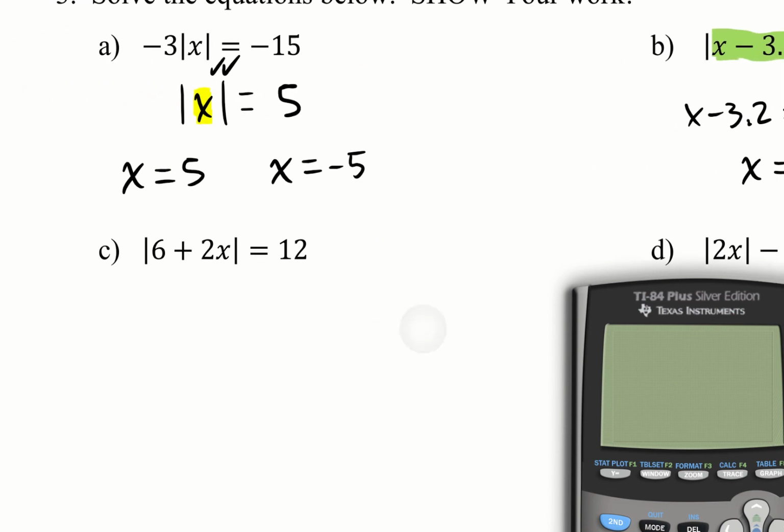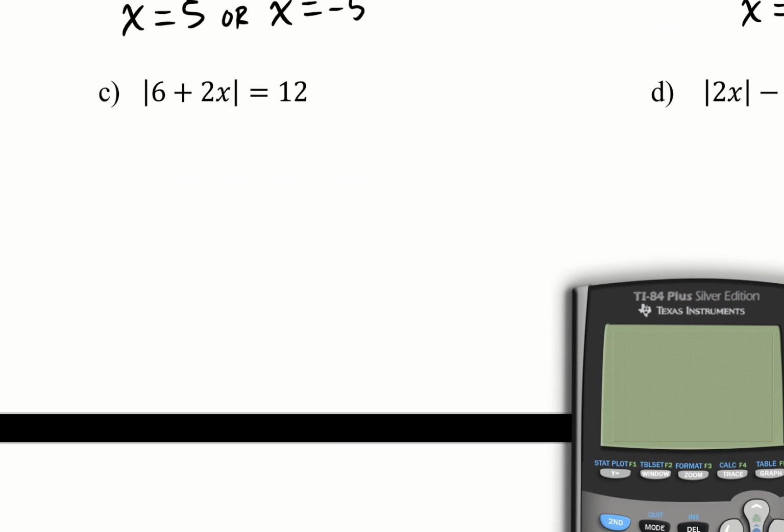And if I go back over here, by the way, it's important to put that. I should put that "or," because clearly x cannot be 5 and negative 5 at the same time, right? It is either 5 or it's negative 5. Let's go on to C.